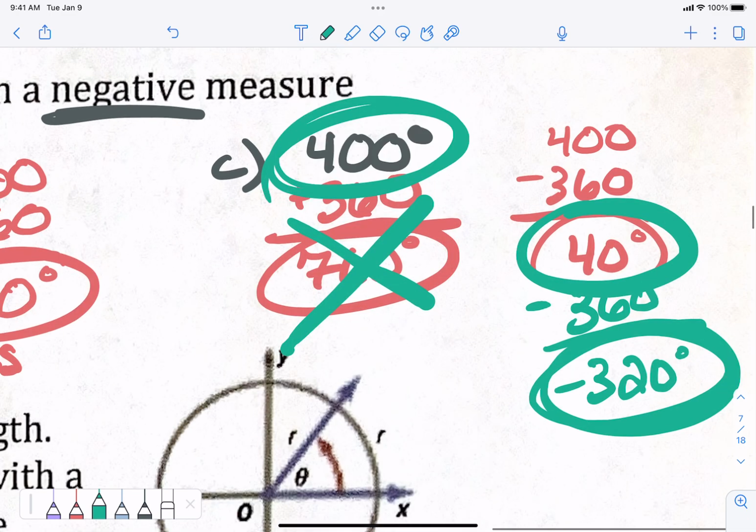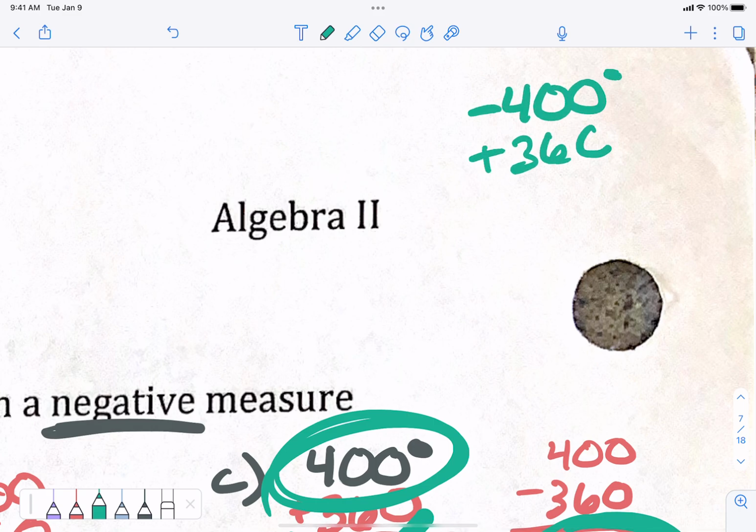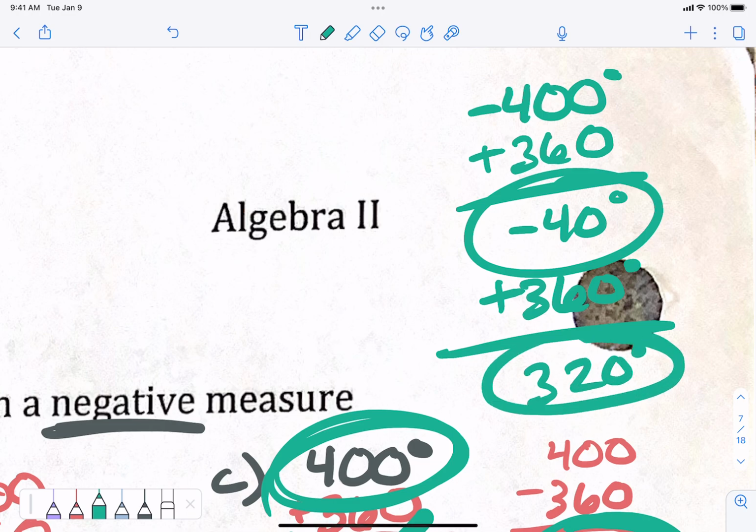Why would I need to take two 360s to add them on? Subtract them on, you mean? Or when would you have to add them on? If it was like negative 400 degrees, you would add 360 to get negative 40 degrees. So that's my negative one. But then I would have to add 360 on again to get my positive 320 degrees. So you might have to add 360 twice, subtract 360 twice, or do one of each to get your positive and negative. Make sense? Very nice.